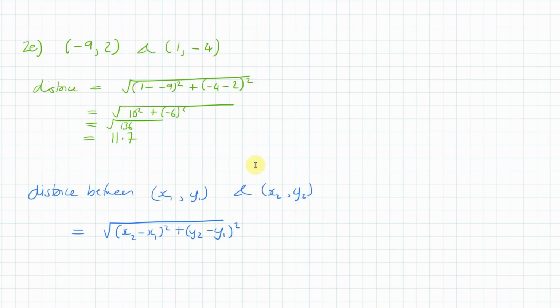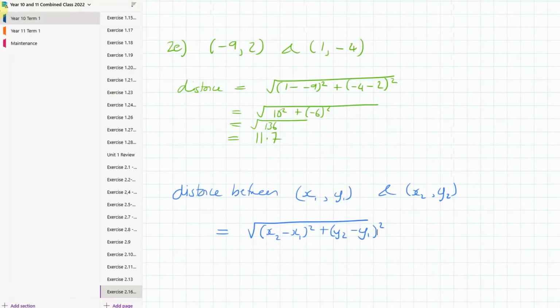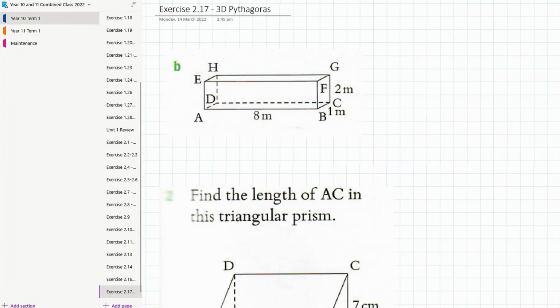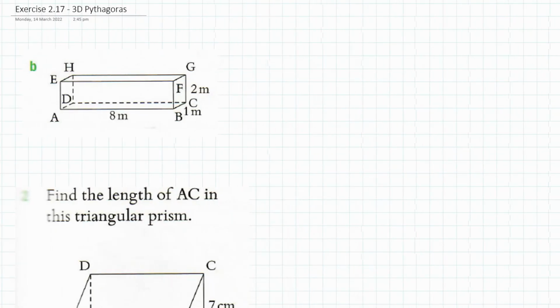Now the second thing we're looking at today is Pythagoras when we're dealing with 3D examples. Now this first one, this is exercise 2.17, I'm meant to be finding the distance between A and G. So I want you to imagine that there. Okay. Now, how am I going to find that? Well, what I'm going to first do is find the distance between A and C.